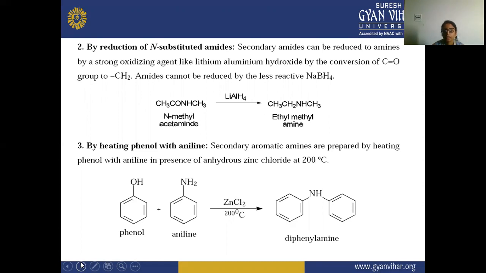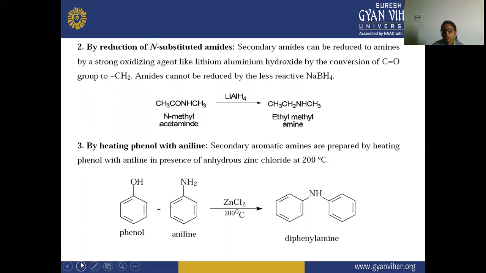So here in the reduction of N-substituted amide, the secondary amides can be reduced to amines by a strong reducing agent. The secondary amides are reduced to the secondary amines in the presence of a strong reducing agent like lithium aluminium hydride.